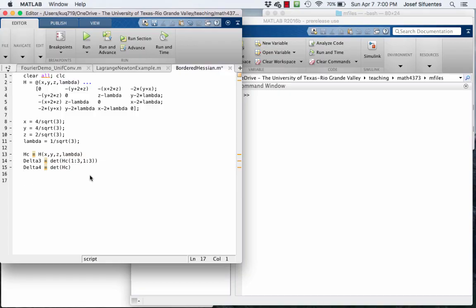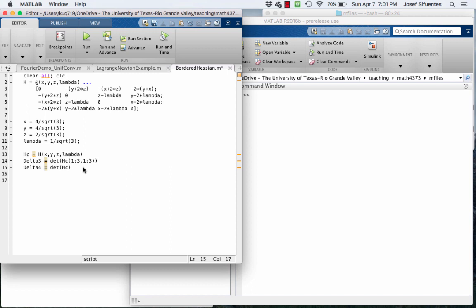Well, I just happen to have it queued up here in MATLAB. You didn't think I was going to do it by hand, did you? So here I have my bordered Hessian as a function of x, y, z, and lambda. Here I have the x, y, z, and lambda values that I want to plug in. Here's where I plug them in. And delta 3 will be the determinant of the upper 3 by 3 block, and delta 4 will be the determinant of the entire thing.